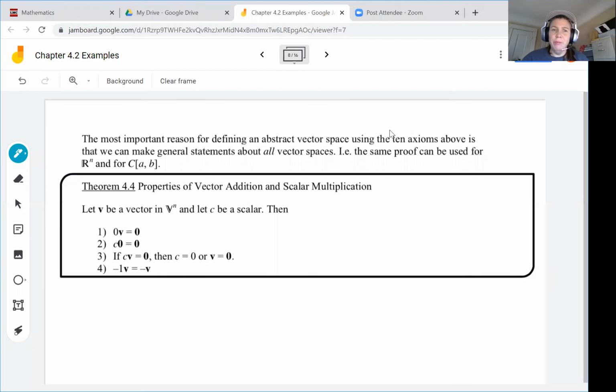In this video, we take a look at properties of vector addition and scalar multiplication, theorem 4.4 in chapter 4.2. So the most important reason for defining an abstract vector space using the 10 axioms from the previous video is that we can make general statements about all vector spaces. That is, the same proof can be used for Rn and the set of continuous functions on the closed interval [a, b].